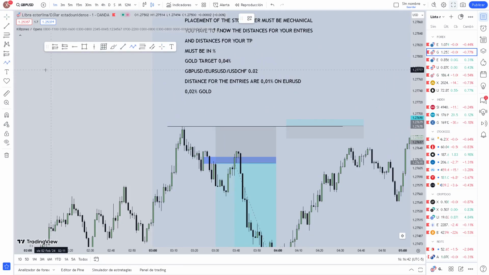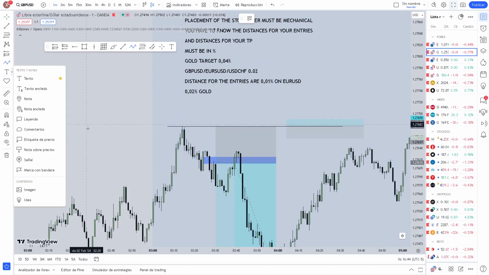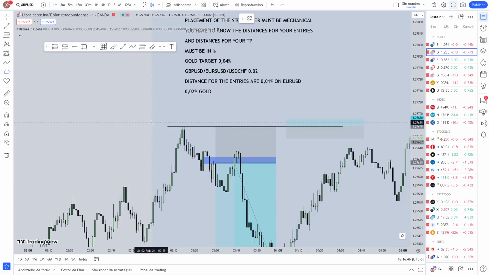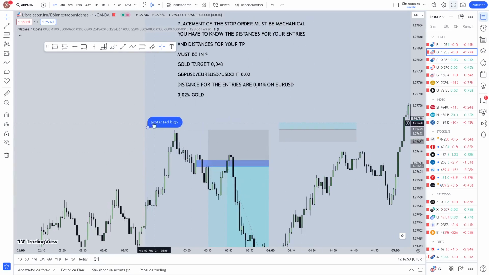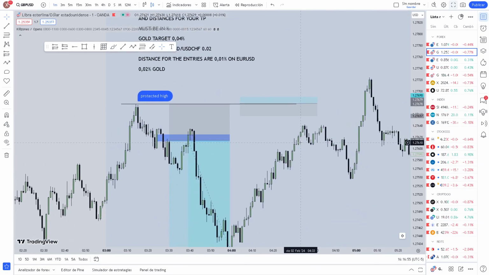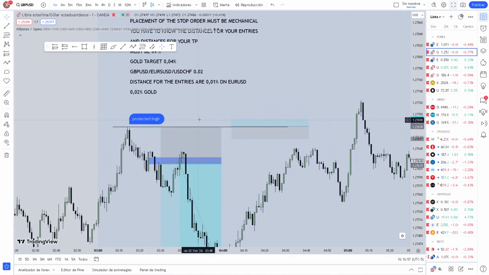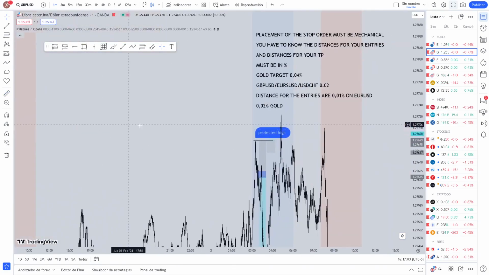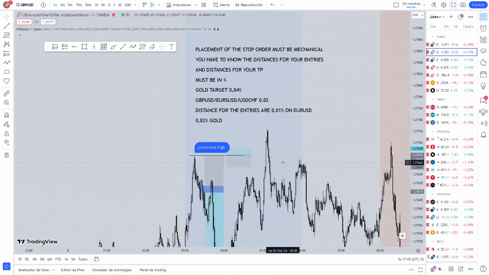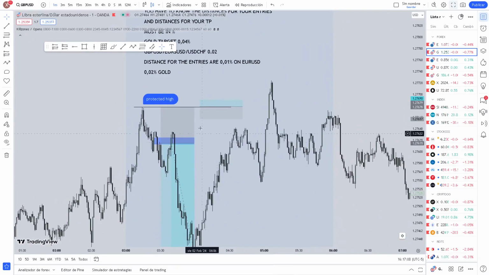So I mark this out. If I have this here, protected high. So this right here, it's a protected high. So if this high gets broken, probabilities are that price will displace up, looking for more liquidity on the left of the chart or creating new highs. Trending, what we know as market structure shift, however you want to call it.